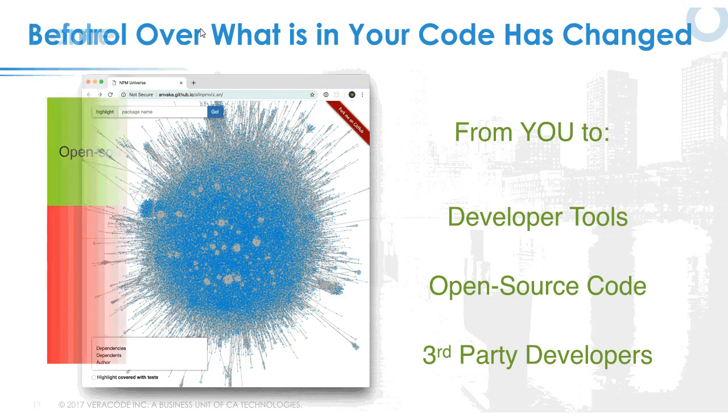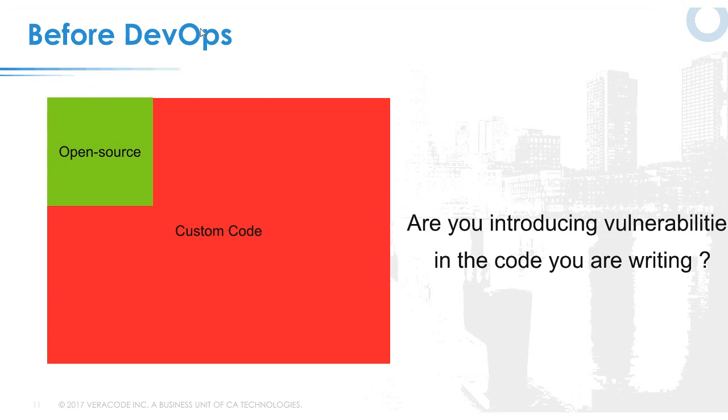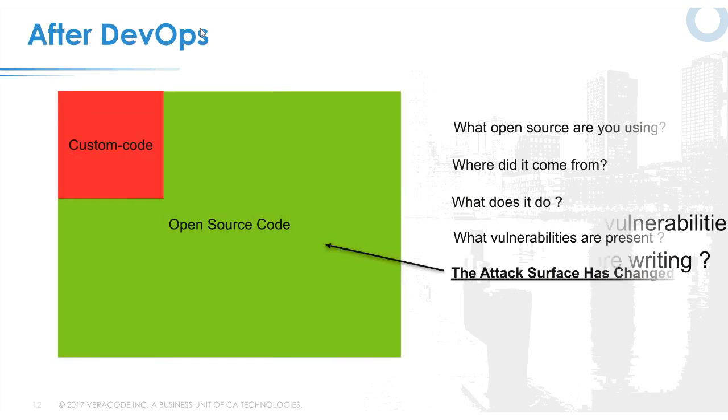So what's also happened around this challenge is that in the world before DevOps, we had to think about security from the perspective of, am I introducing vulnerabilities into the code that I'm creating? And that was the world where the vast majority of code was custom code. As we talked about, 75%, 90% of the code was custom code, and a small portion was open source code. But in the new world that we live in, I refer to it as the post-DevOps era, which is the era that we're living in today, the vast majority of code is open source code. We simply have to frame the problem in a different way.